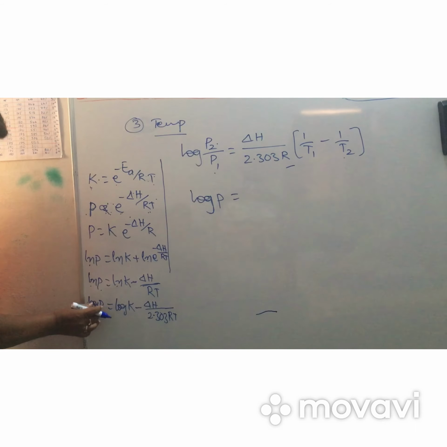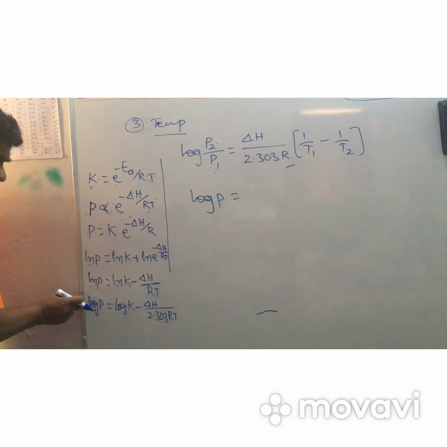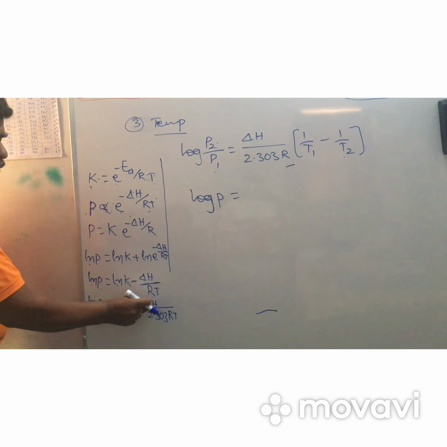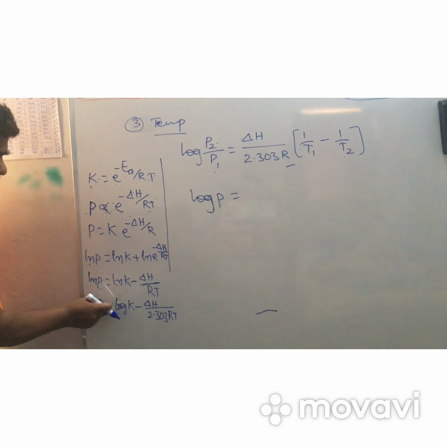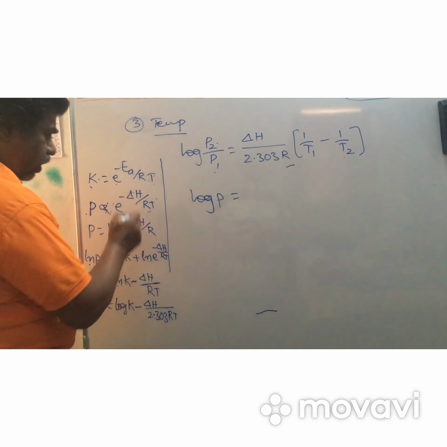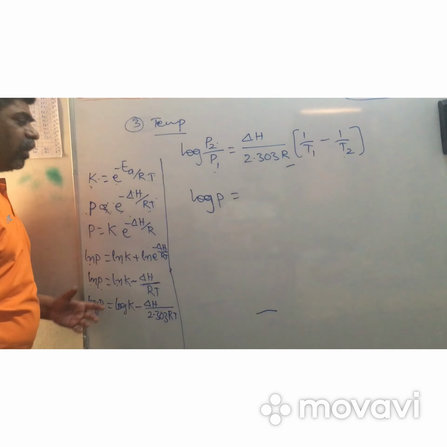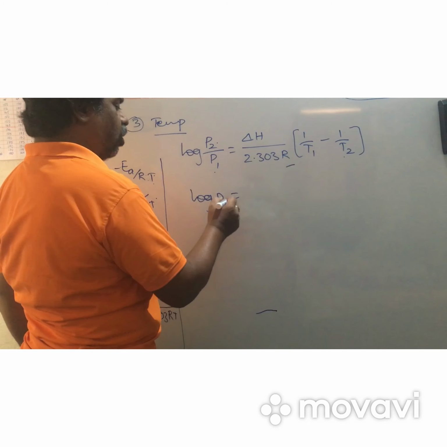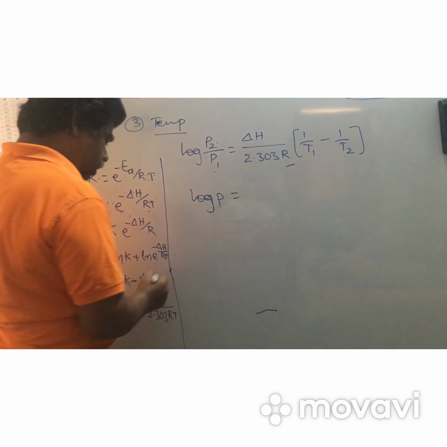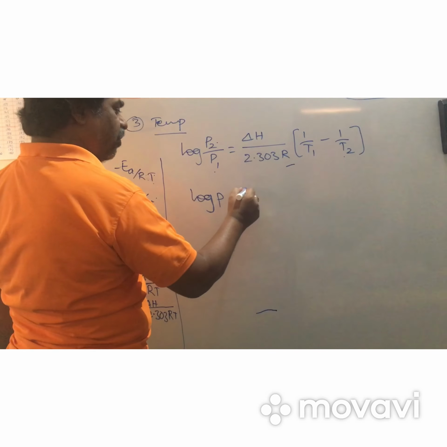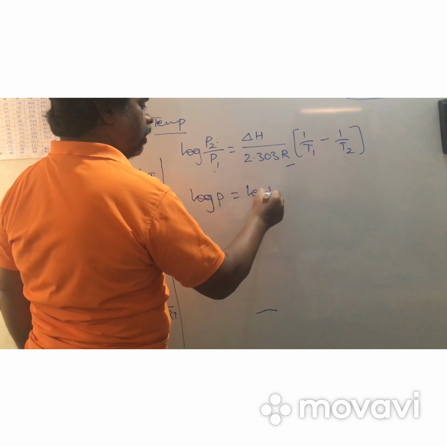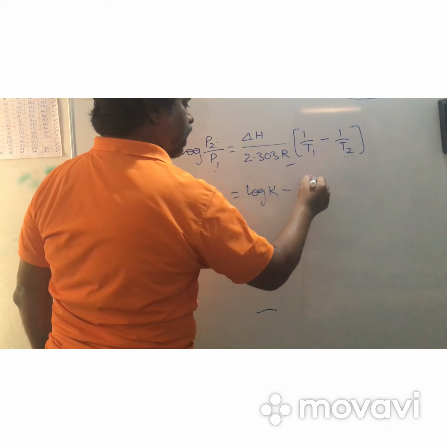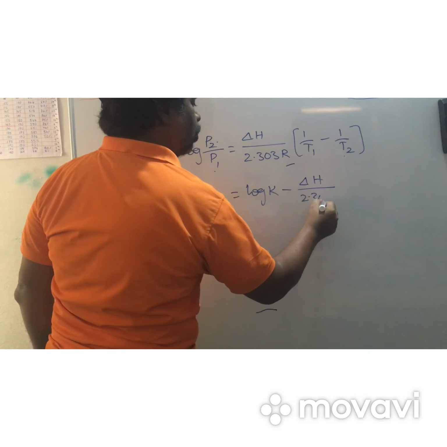Here, 2.303 comes from converting ln P into log base 10. At that time 2.303 log P equals 2.303 log K minus delta H by RT. Dividing all by 2.303, it cancels on the left and the denominator 2.303 remains. This is the relation between vapor pressure and temperature: log P is equal to log K minus delta H by 2.303 RT.